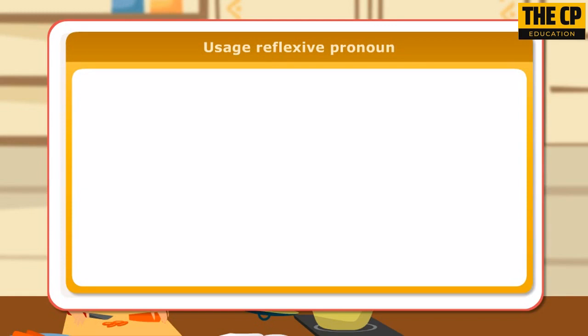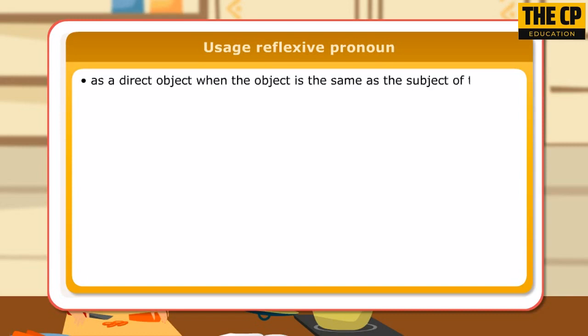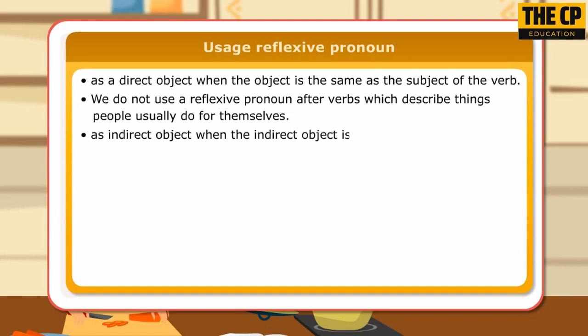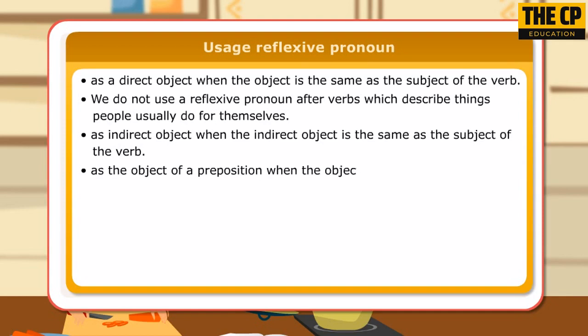Usage of reflexive pronoun. We use a reflexive pronoun as a direct object when the object is the same as the subject of the verb. We do not use a reflexive pronoun after verbs which describe things people usually do for themselves. As indirect object when the indirect object is the same as the subject of the verb. As the object of a preposition when the object refers to the subject of the clause.